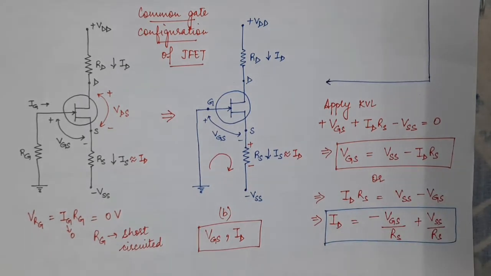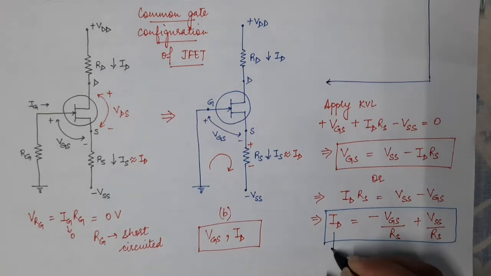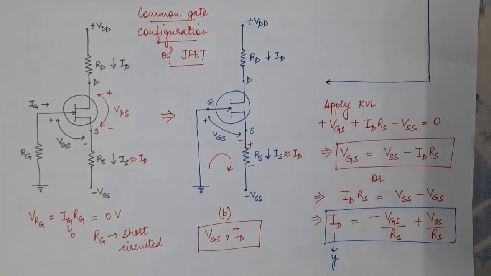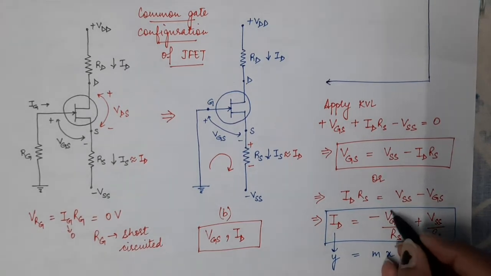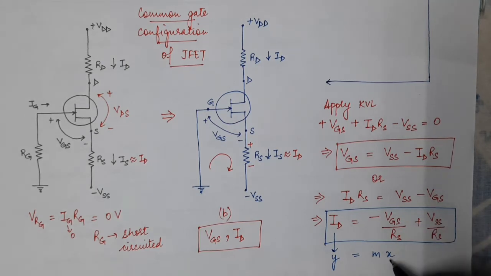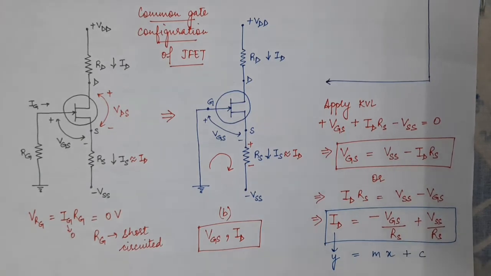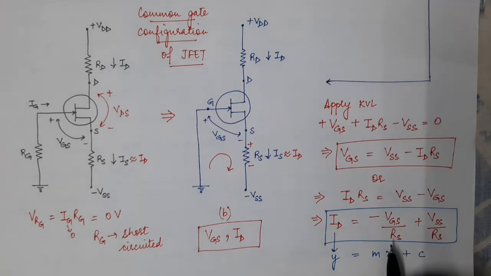What is this? This is the equation of a straight line, where this ID is along the y-axis, and this VGS will be along the x-axis. Slope of the line will be minus 1 by RS, plus intercept will be C. It means this will represent the DC load line.